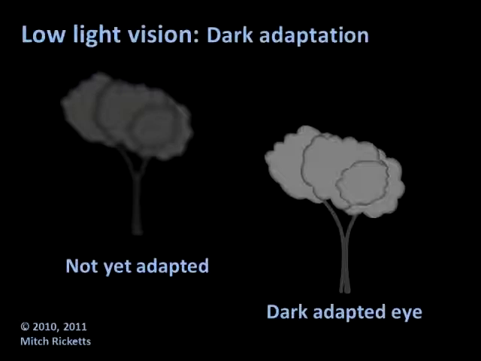This is because the rods are much more sensitive in dim light than are the cones. Since cones are needed for color vision, we don't see much color in the dark.